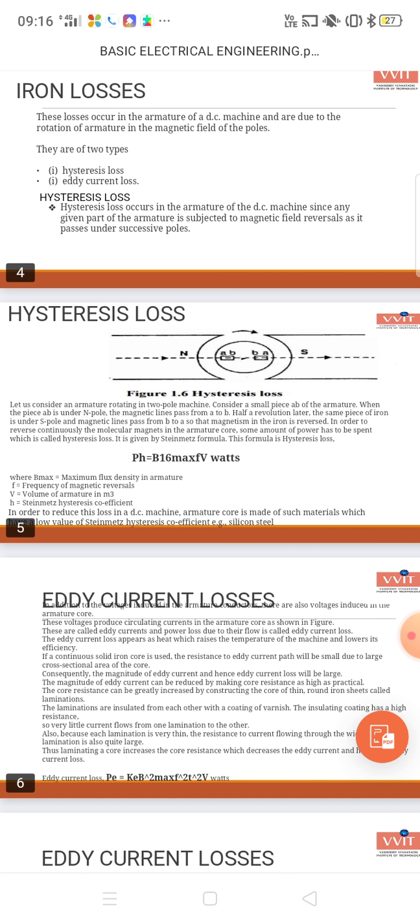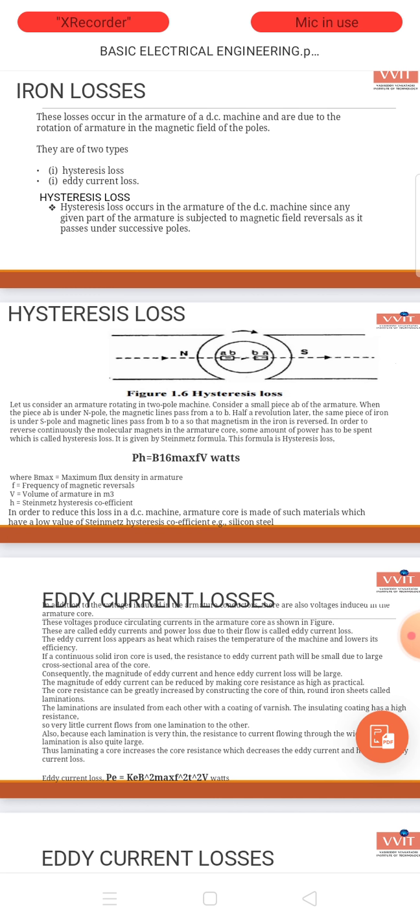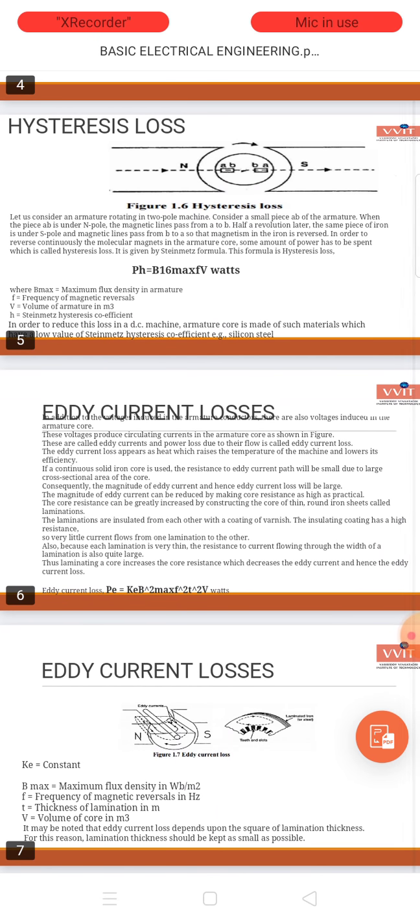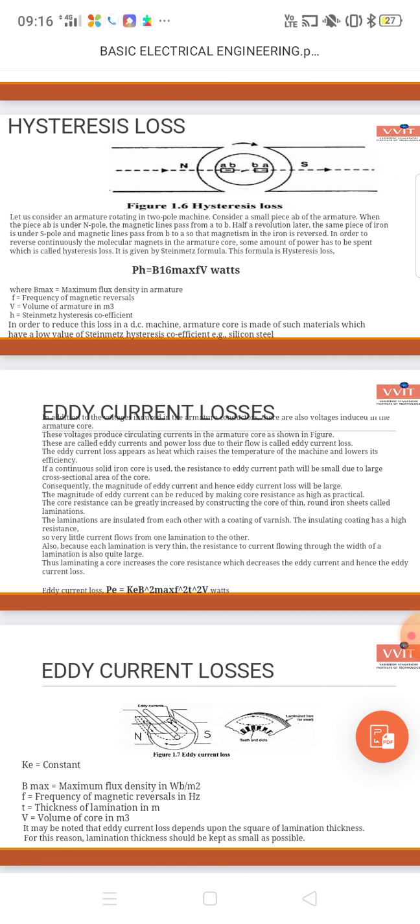Eddy current losses. In eddy current losses, these voltages produce circulating currents in the armature core. These are called eddy currents, and the power loss due to their flow is called eddy current loss. The eddy current loss appears as heat, which raises the temperature of the machine and lowers its efficiency. If a continuous solid iron core is used, the resistance to the eddy current path will be small due to the large cross-sectional area of the core. Consequently, the magnitude of eddy current and hence eddy current loss will be large. The magnitude of eddy current can be reduced by making core resistance as high as practical.